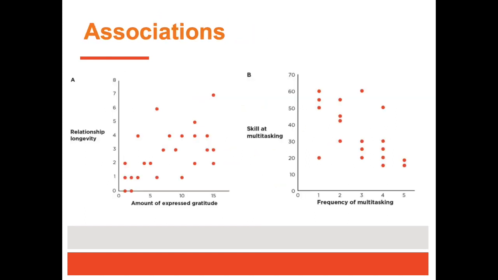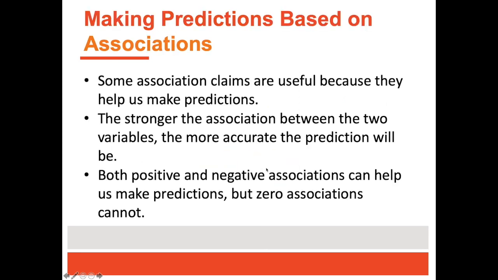So if we go back to these ones, the amount of expressed gratitude, let's say it was 10 for me. It looks like somewhere between 1 and 4, maybe up to 6-ish, somewhere in here is where the prediction could be. So this isn't a very tight association. There's definitely a direction to it, but there's a lot of noise around it. There's not a solid, really tight line. This one's a little bit better, but still there's some noise. So the tighter that association, the better the prediction can be.